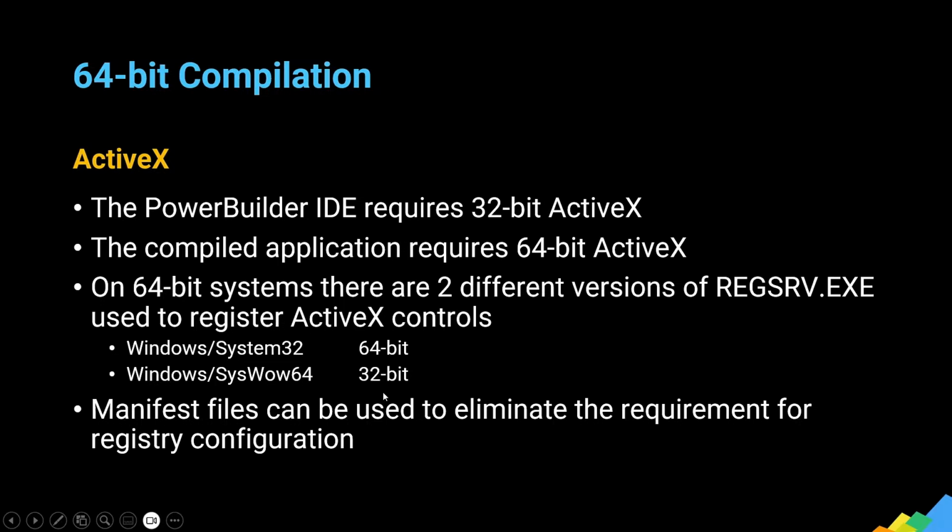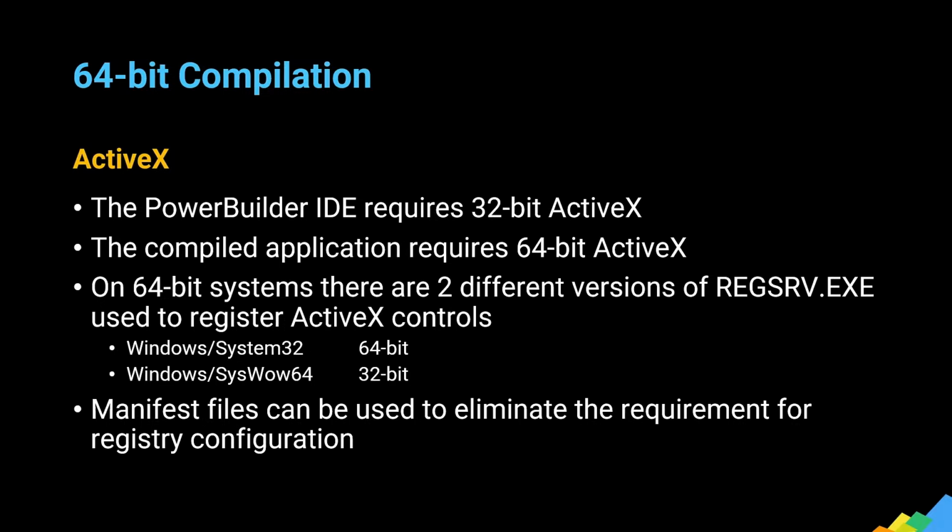One thing you can do, though, if you don't want to have to deal with registering the ActiveX control at all, is you can use a manifest file. A manifest file is an XML file. What it'll have is the name of the application .exe, .manifest. So if your application is myapp.exe, your manifest file will be called myapp.exe.manifest. And what you can do is take the information that would normally go in the registry and put it in the manifest file.